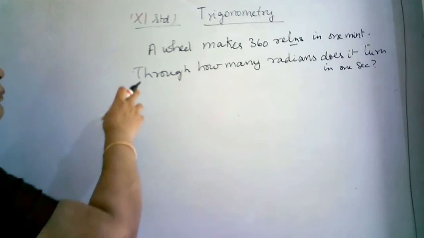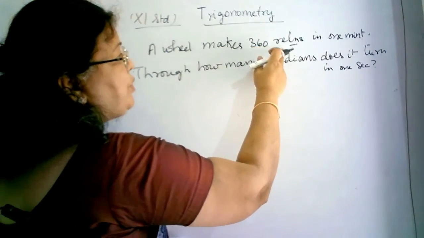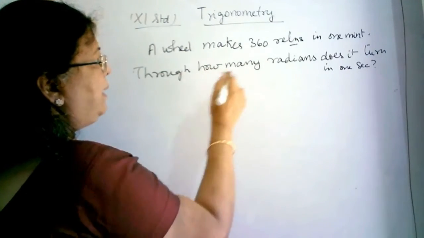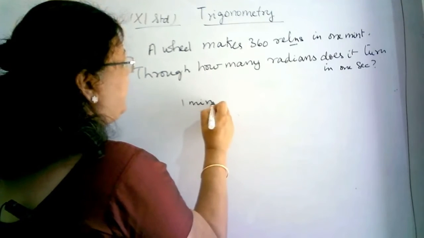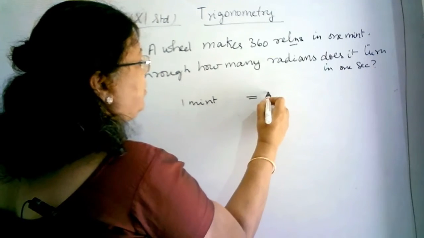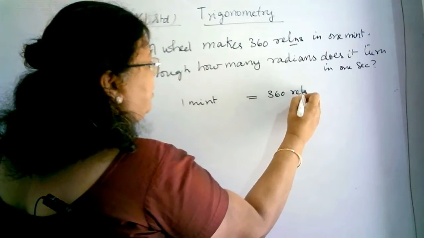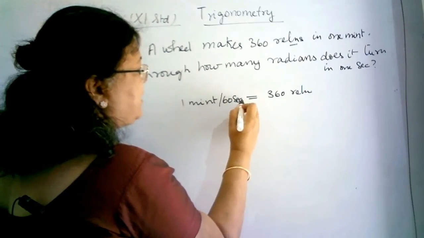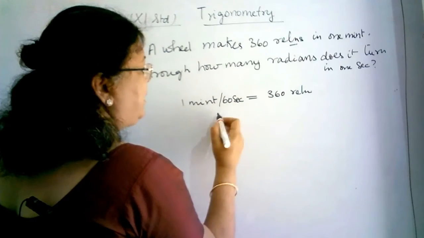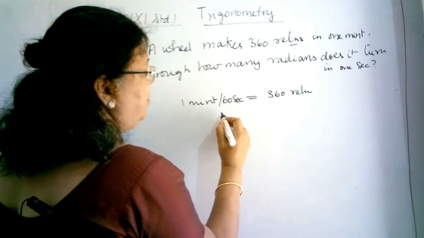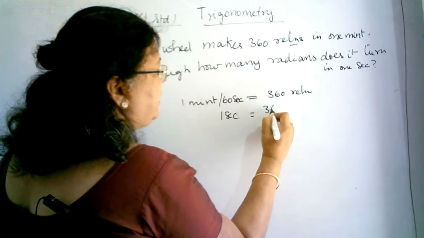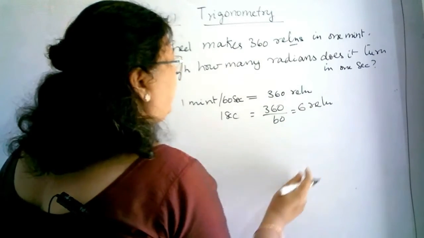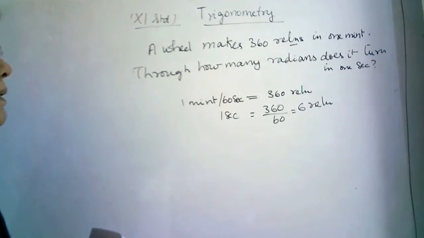Here, a wheel makes 360 revolutions in 1 minute. Through how many radians does it turn in 1 second? In 1 minute, that is in 60 seconds, it makes 360 revolutions. We want it in 1 second, so this is 360 by 60. So it makes 6 revolutions in 1 second.